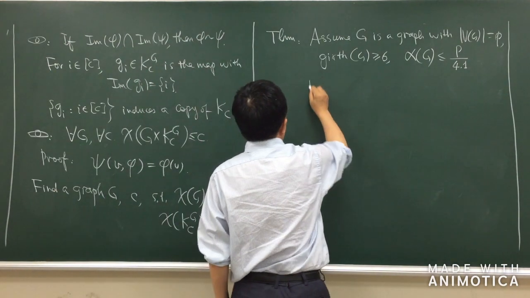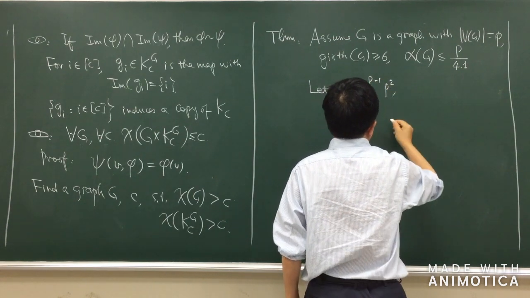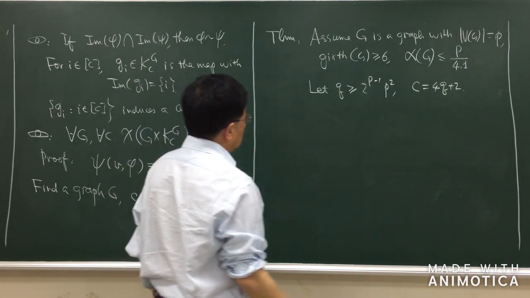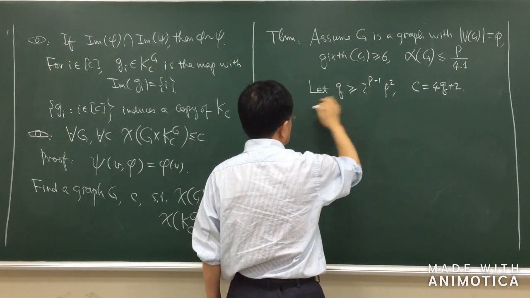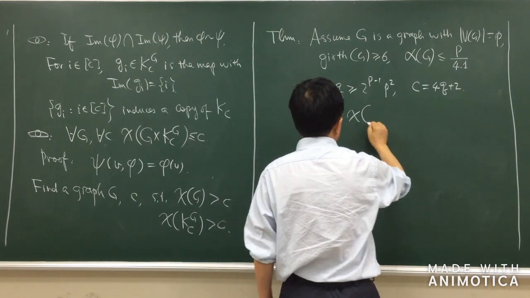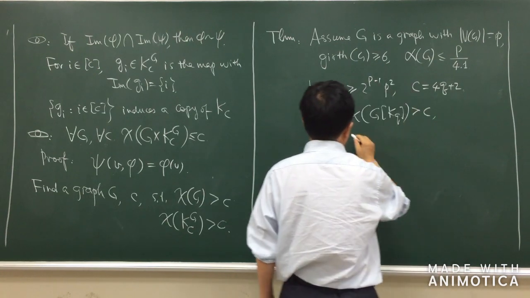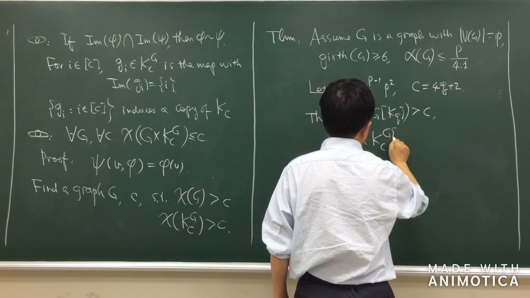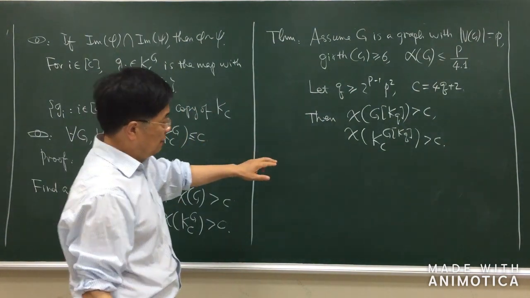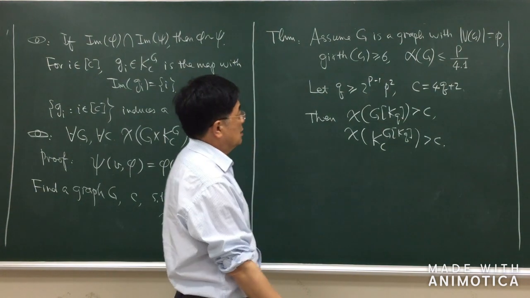Then let q be any integer which is greater than or equal to 2 to the p minus 1 times p squared, and c equals 4q plus 2. So this is given. Then if this is the graph and this is the integer chosen like this, we have the following conclusion. The chromatic number of G[K_q], the lexicographic product of G and K_q, is greater than c, and the chromatic number of K_c^(G[K_q]) is also greater than c. So once this is proved, then we are done. So we have one graph whose chromatic number is bigger than c, and K_c to the power of that graph is also bigger than c. Then their product has chromatic number at most c.